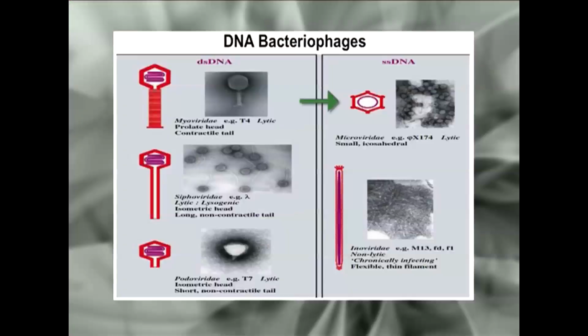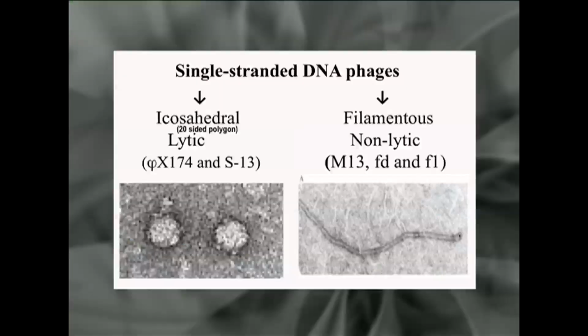Two families are there, Microviridae and Inoviridae. Microviridae, as the name suggests, are very small viruses and they have icosahedral symmetry. The capsid is icosahedral. And these viruses are lytic viruses. That means they infect the host cell, they grow inside the host cell, then they come out of the host cell by lysing the host cell, destroying it. That is why they follow a lytic mode of replication.